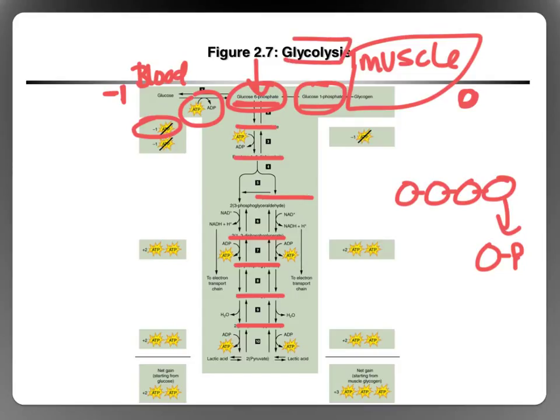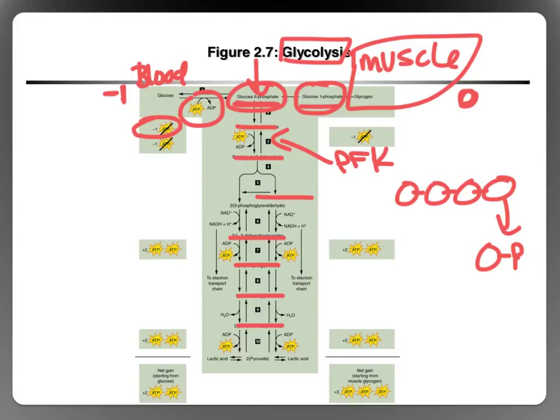Glycolysis begins. It's going to go through a series of chemical reactions. Okay, so glucose 6-phosphate is going to become another substrate. Again, it doesn't matter what that substrate's called. Then that substrate is going to become another substrate. Okay? And this is where PFK comes in. PFK is the enzyme that catalyzes this third reaction.